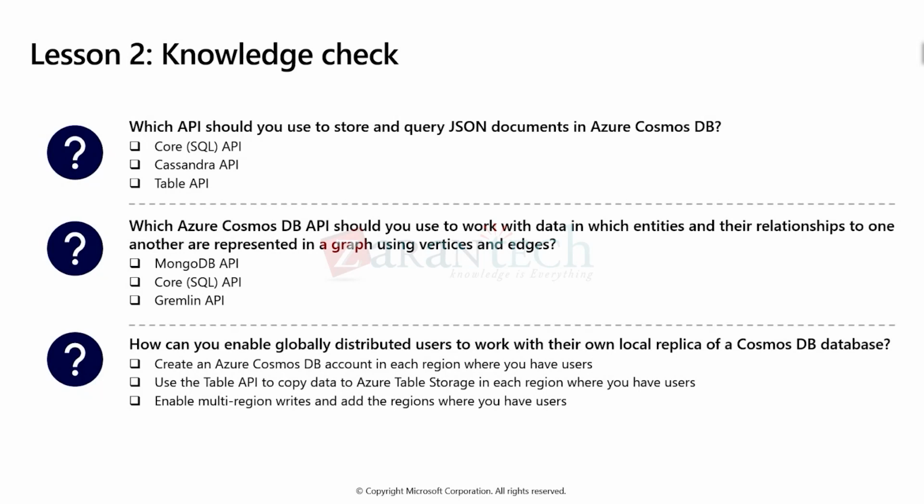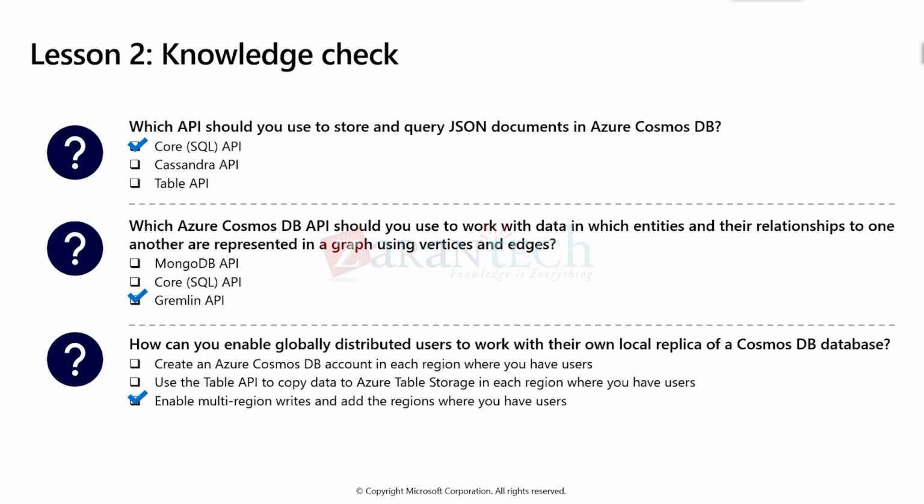No problem. All right. Everybody is requested to answer the questions and start working on the hands-on labs which I shared. So what is the answer of question number 1? Core SQL API, which is renamed NoSQL API. Now, second question, Gremlin API. Right? Nodes and vertices and edges, graph, that is Gremlin. Third one, you have to enable multi-region write to add the regions where you have users.